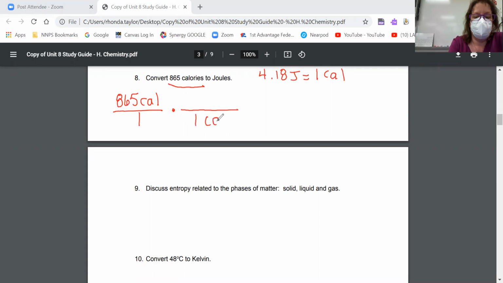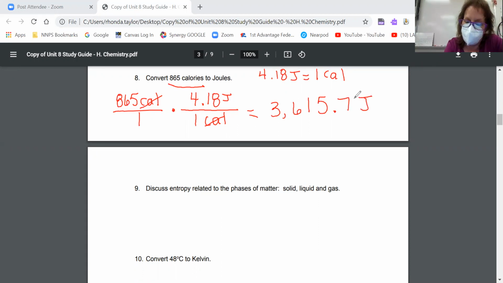So the calories go on the bottom of the second fraction, and we want it in joules, so that goes on the top. And remember, that allows us to cancel out calories and leaves us with the unit that we want. So 865 times 4.18 is 3,615.7. You could also just round that to 3,616 if you wanted to.